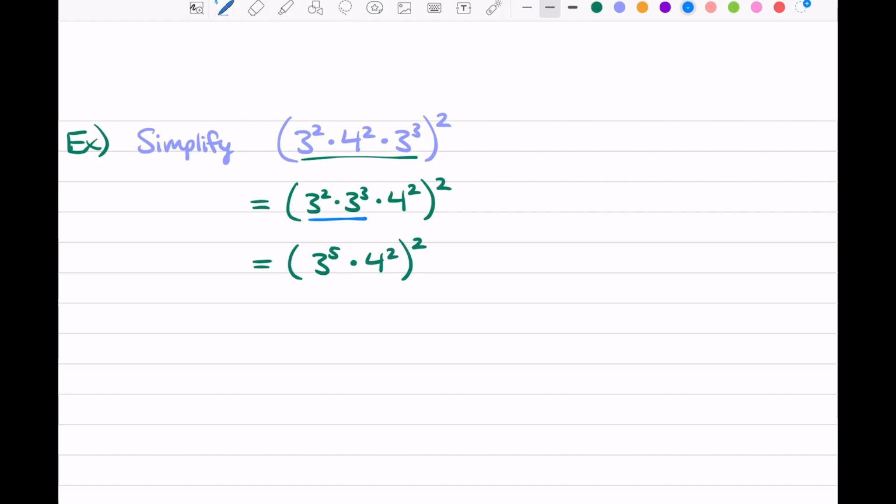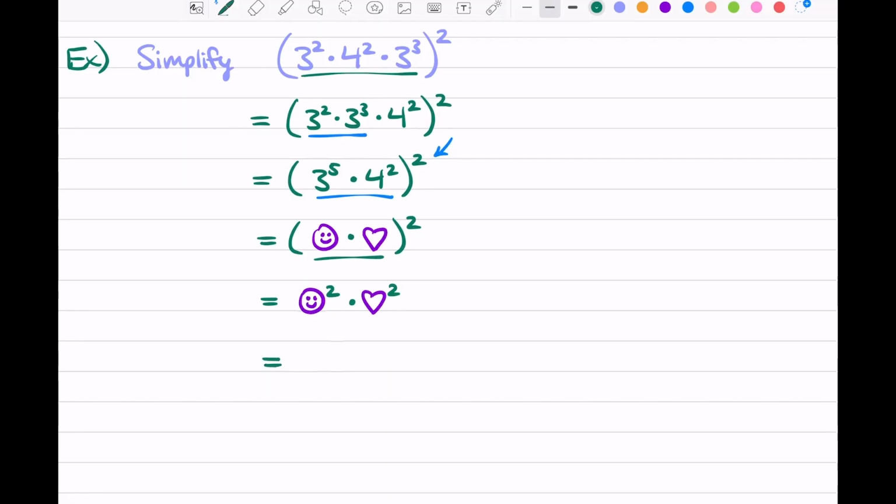Now we've simplified the part inside, so how do we deal with that square on the outside? Well, if we represent our 3 to the 5th with a smiley face, and represent our 4 squared with a heart, we can use one of our shortcuts. If we multiply two numbers and square them, we can rewrite this as smiley face squared times heart squared.